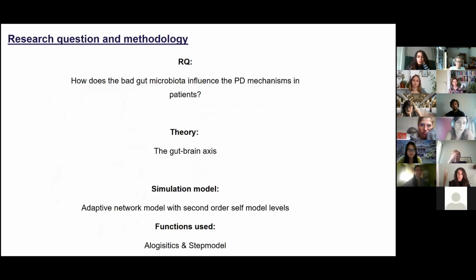developed is to try to understand how this bad gut microbiota may influence the mechanisms of Parkinson disease in patients that are affected by this disease. And so, as you could infer from before, the theoretical background rests on this gut-brain axis, and so the connection that there could be between the gut microbiota and the loss of dopamine neurons in the brain. So, of course, the relationship between the enteric neural system and the central neural system.